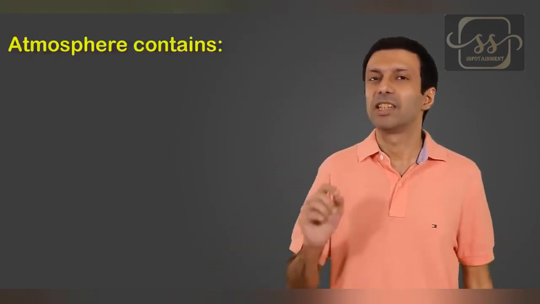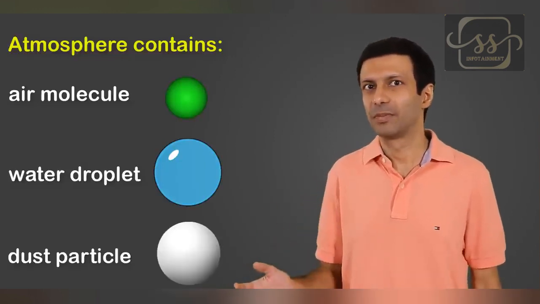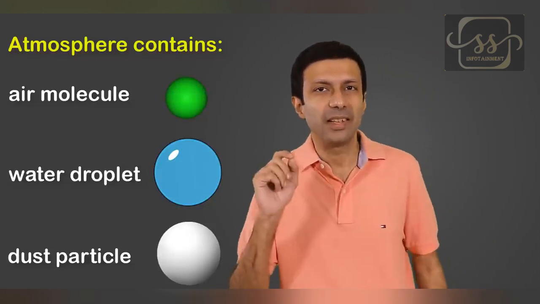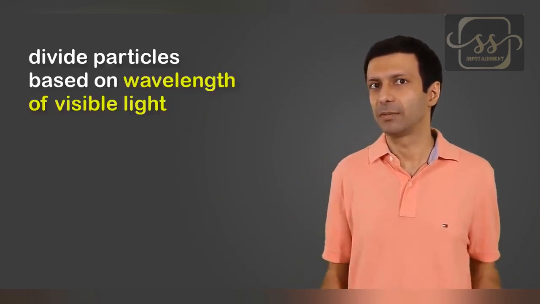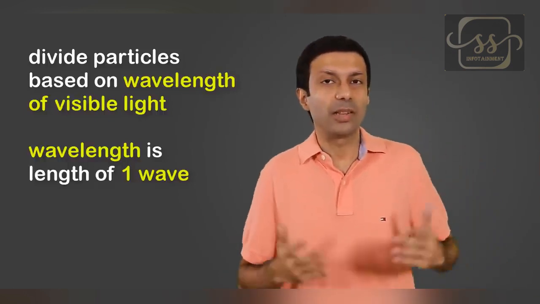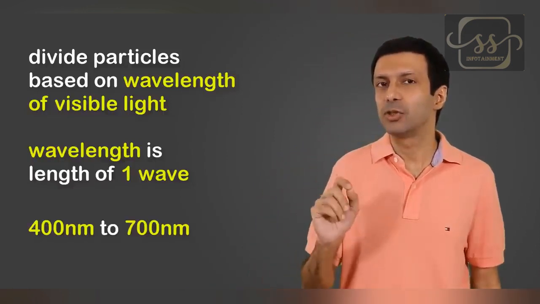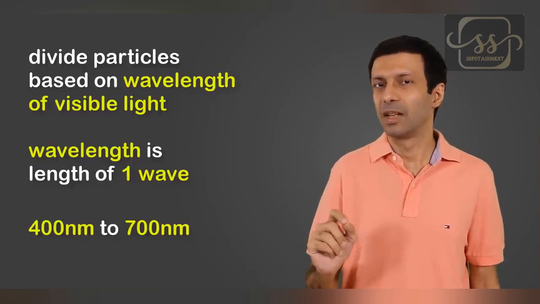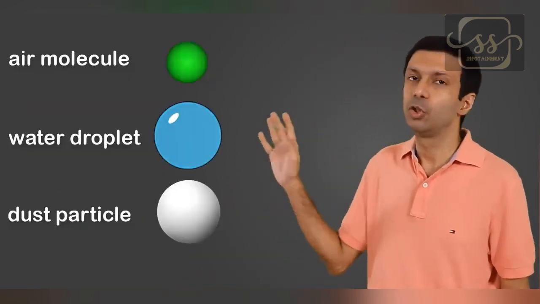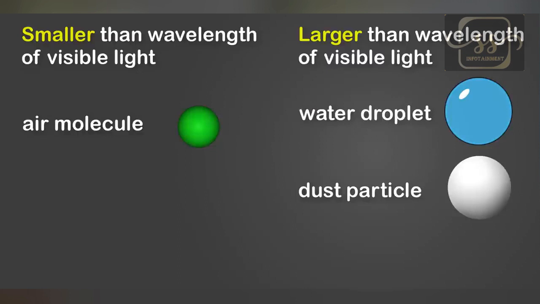The atmosphere is a mixture of many different particles, such as air molecules, water droplets, dust particles, and so on. To study the scattering of light by these different size particles, we are going to divide them based on the wavelength of visible light. Wavelength means the length of one wave. So do you know what is the wavelength of visible light? The correct answer is the range is 400 nanometers to 700 nanometers. So we are going to divide these particles into 2 categories. Are they smaller than the wavelength of visible light or larger than that?